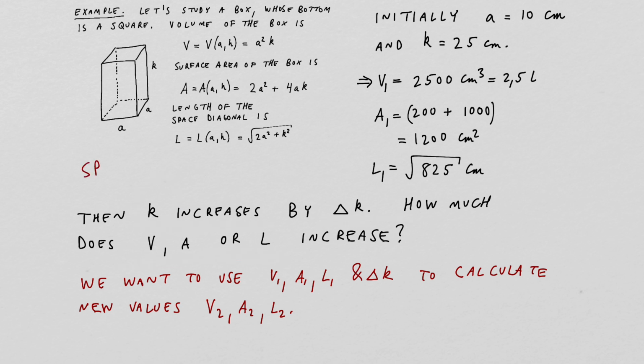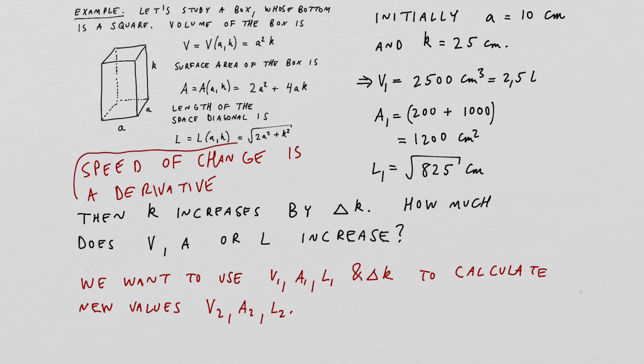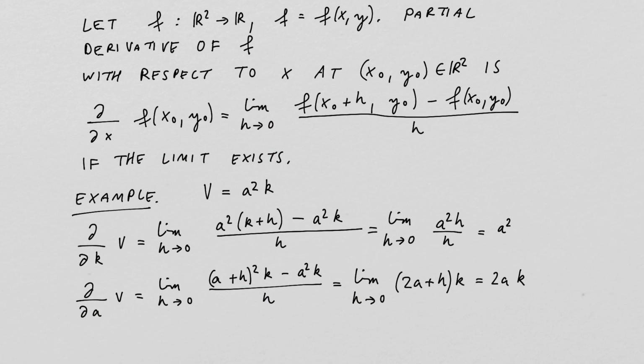The speed of change is a derivative. So we will get some derivatives also in this case. Let's define the partial derivatives. For a function of two variables, a partial derivative with respect to the first variable will be denoted in this way.